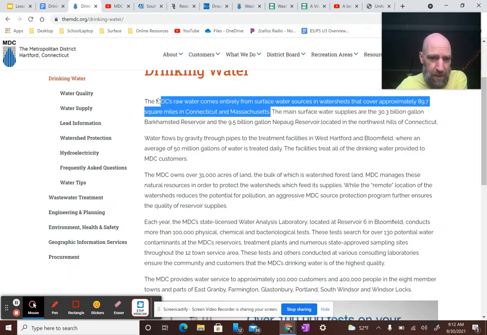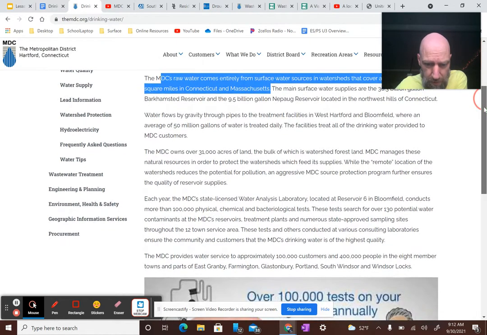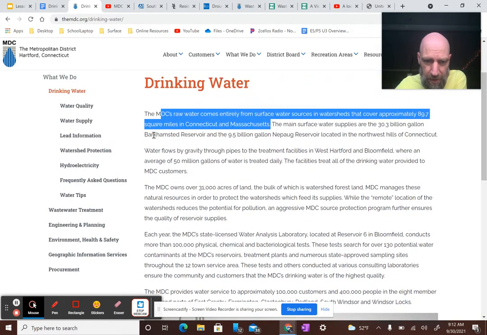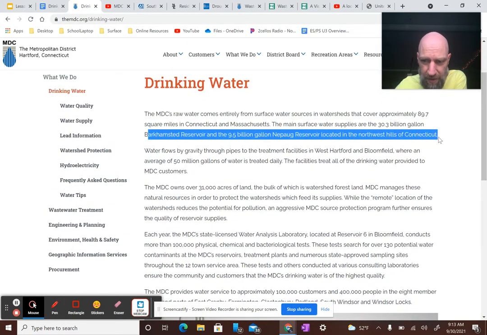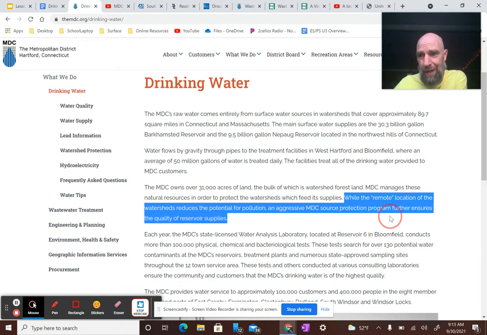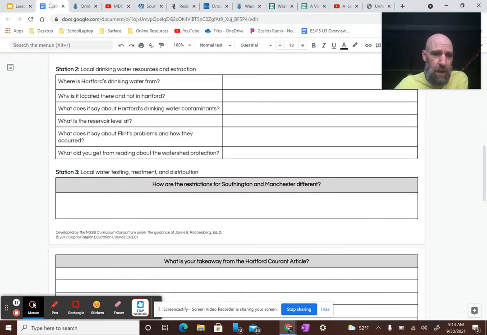Let's see if we can find it. Down here. Oh yeah, up here it also says Barkhamsted Reservoir, blah blah blah, Northwest Connecticut. Here we go. That right there will tell you why it's up in those areas instead of being by Hartford.